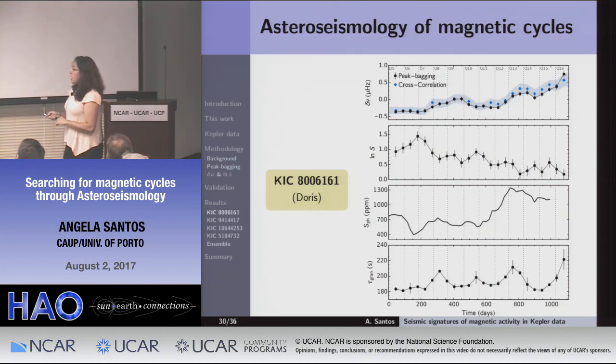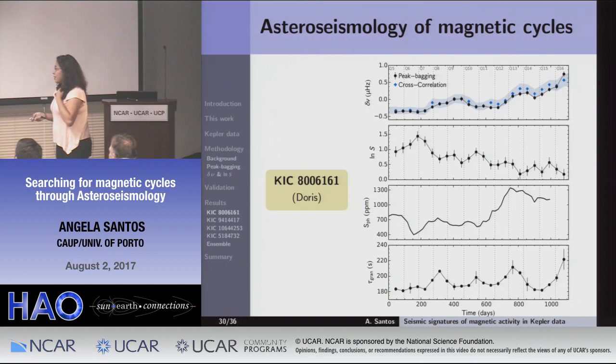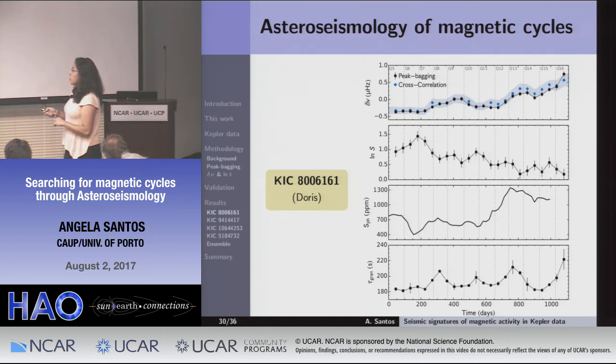So this is the first star, Doris, and here in these first two panels we have the seismic indicators, frequency shifts and logarithmic heights of the modes. Here we have the SPH index, the same index that I mentioned before, the photometric activity index. And here we have the timescale of the granulation. So in black here, this corresponds to our results from the peak-bagging analysis, and in blue we have the results from a cross-correlation analysis.